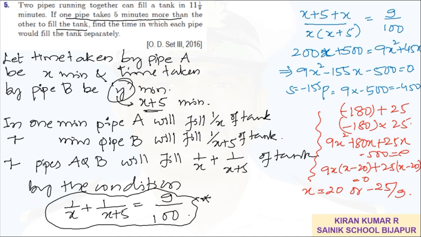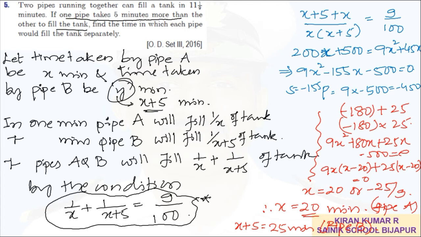The time taken will not be negative, therefore x should be considered as positive 20 minutes. That is for pipe A. For pipe B, it is x + 5, which is 25 minutes for pipe B. These are the times taken.